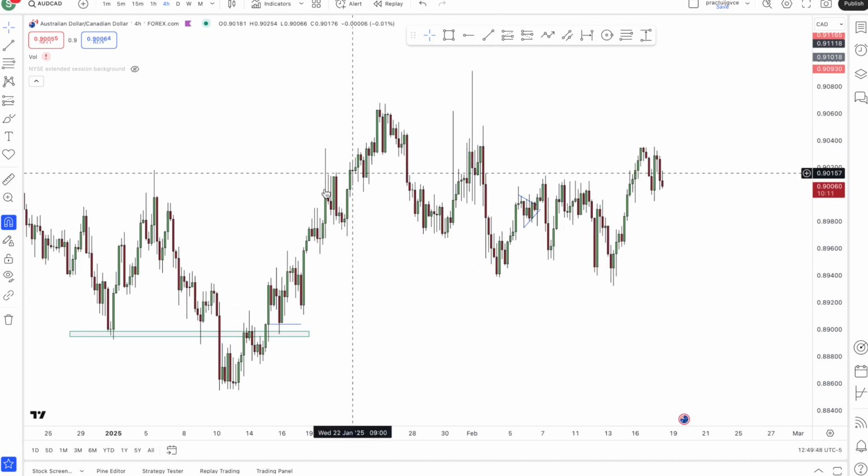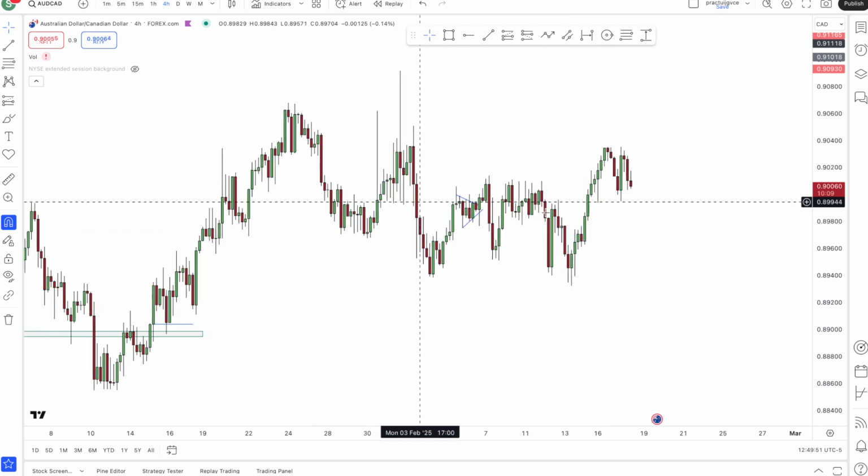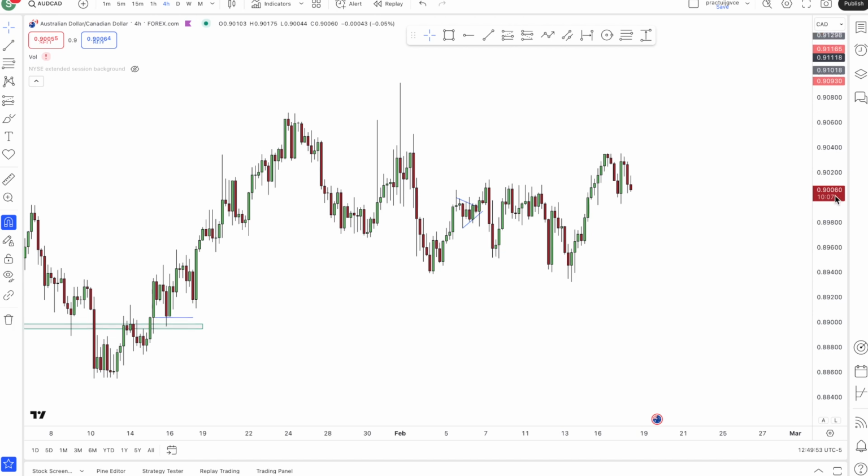Okay, so I have a couple different ways to trade. I use fair value gaps. I use order blocks, supply and demand, same thing. And then I mainly use, for Forex only, support and resistance.